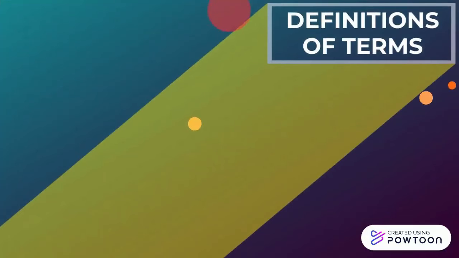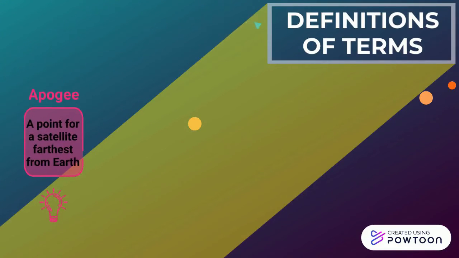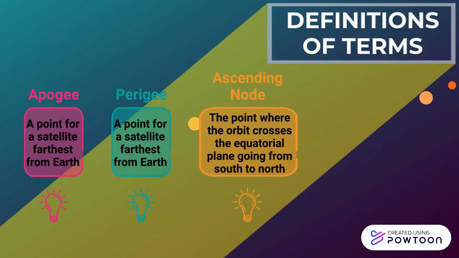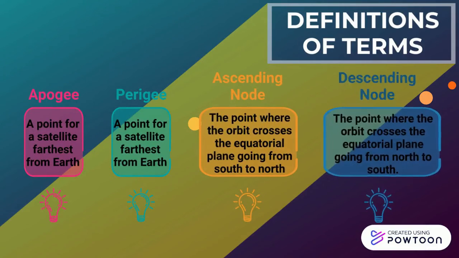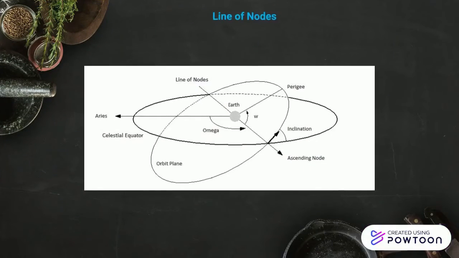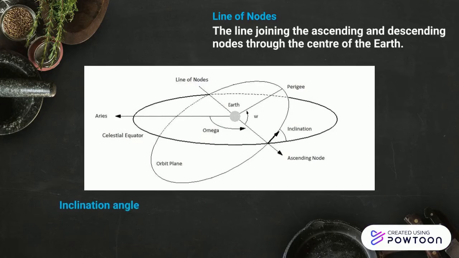Definitions of terms: apogee, perigee, ascending node, descending node, line of nodes, inclination angle.